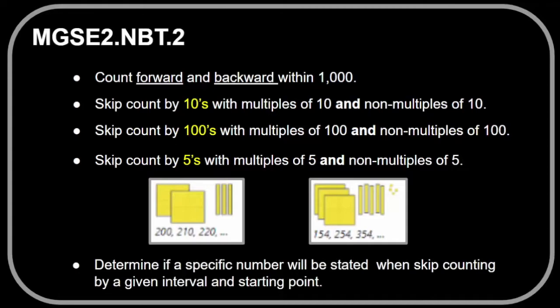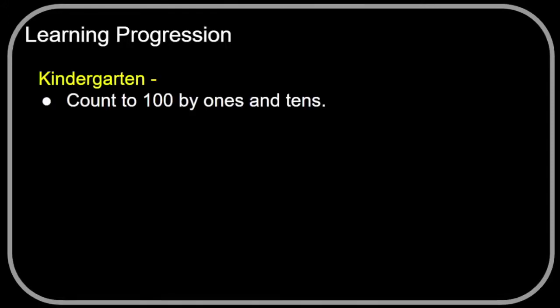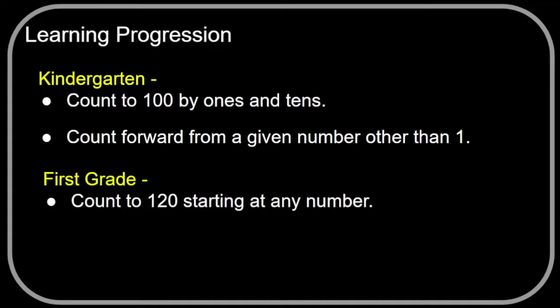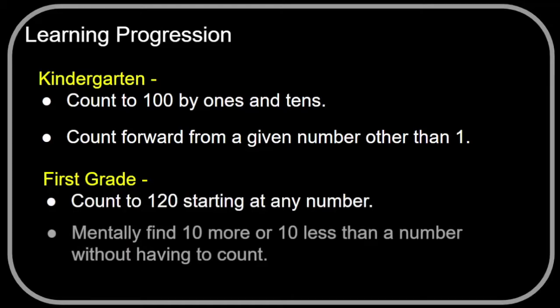Students will also determine if a specific number will be stated when skip counting by a given interval and starting point. The learning progression for 2 NBT2 begins in kindergarten as students count to 100 by ones and tens. They also count forward from a given number other than 1. First graders then continue the progression by counting within 120 while mentally finding 10 more or 10 less than any number without having to count.